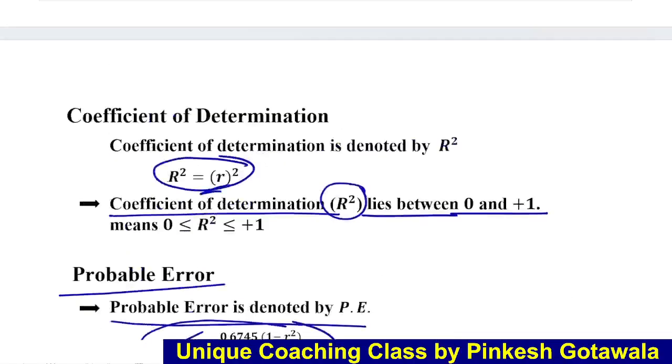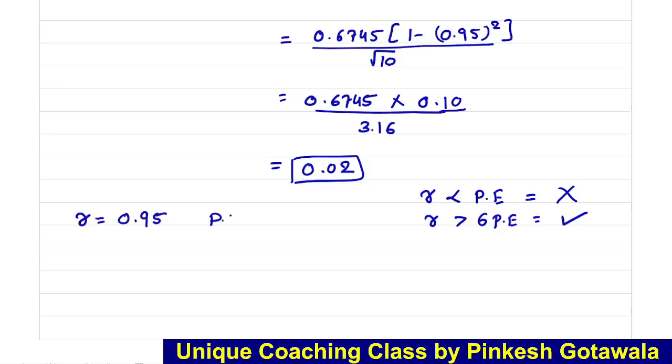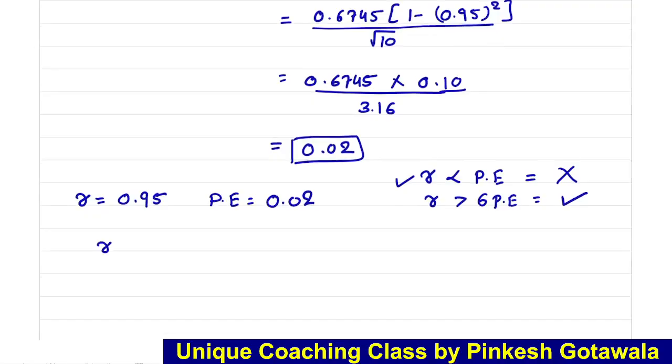So let's check here in our sum. What is the rule? If r is less than PE, it means there is no correlation. If r is greater than 6P, there is a significant correlation, as much as is normally required. So how to check that? What is the value of our r? Our r here is 0.95 and our PE is 0.02. Okay, just check that. First we check the first rule, r less than P.